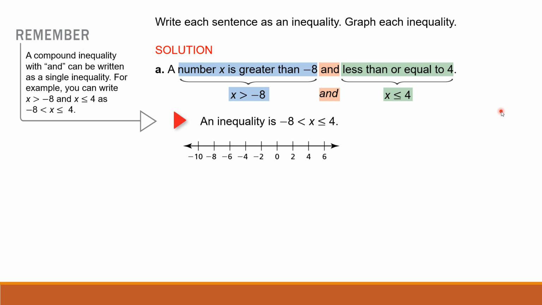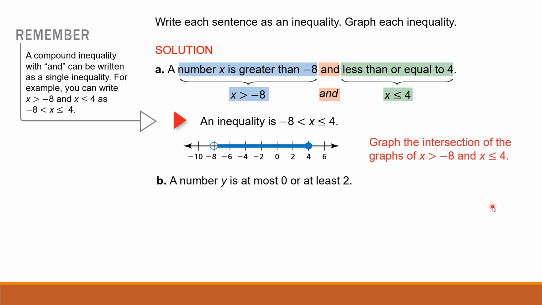Graphing it, our boundary points are at negative 8 with the open circle because we don't have the equal sign here. And the other boundary point is 4, and it's a filled-in circle. And then we'll shade in between because it's the intersection where x is greater than negative 8 and at the same time less than or equal to 4.